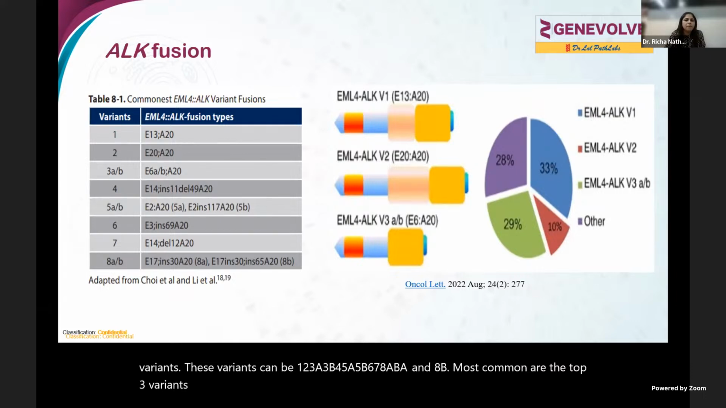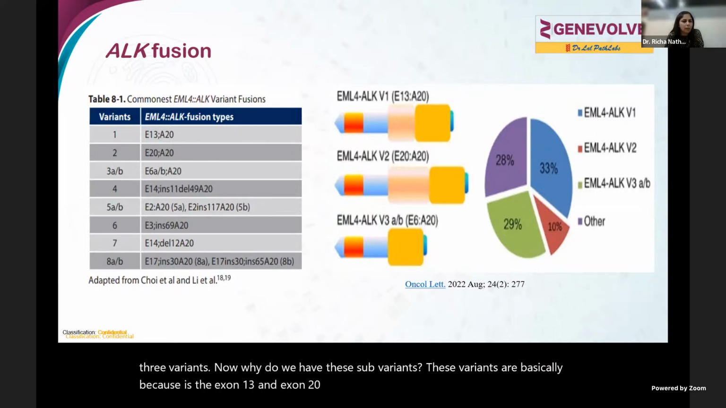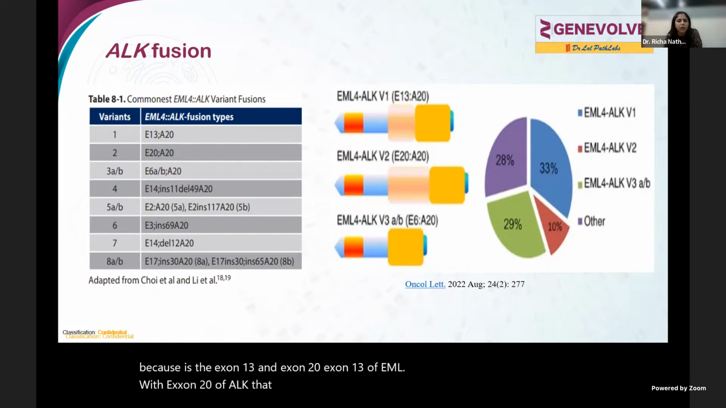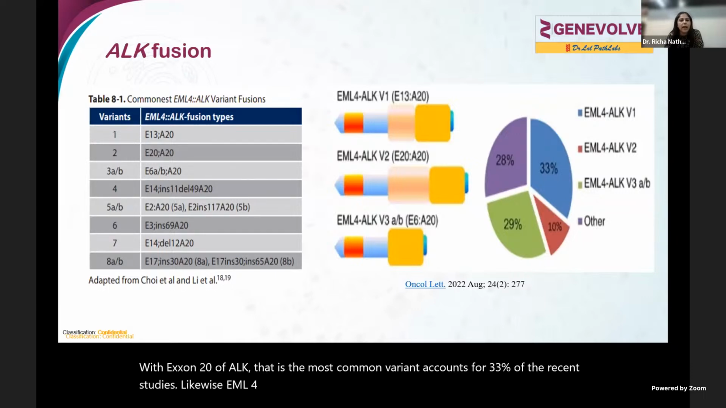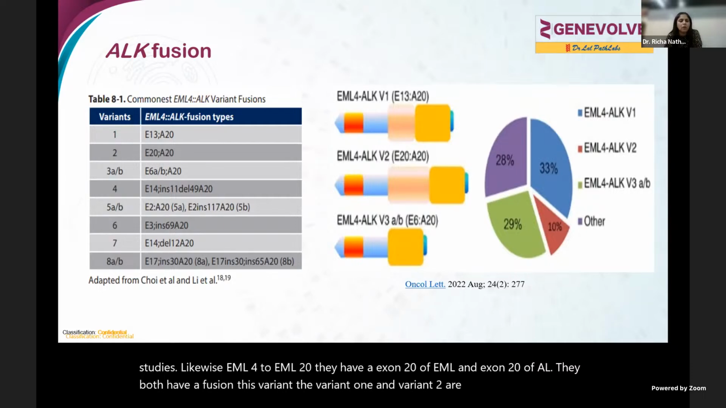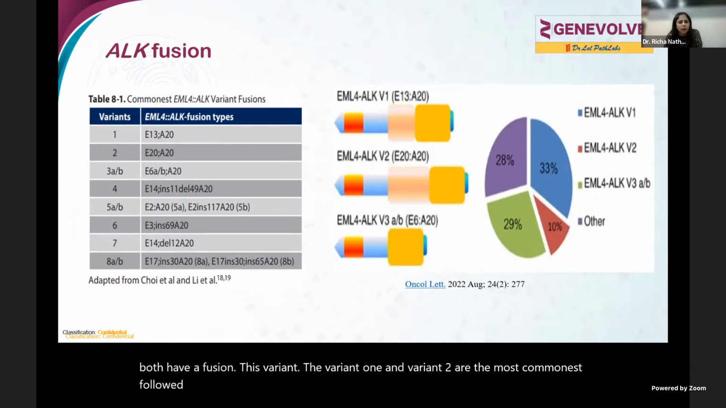Now, why do we have these subvariants? These variants are basically because of exon 13 and exon 20: exon 13 of EML4 with exon 20 of ALK. That is the most common variant, accounting for 33% in recent studies. Likewise, there is the variant with exon 20 of EML4 and exon 20 of ALK, where they both have a fusion. Variant 1 and variant 2 are the most common, followed by 3A and 3B together, comprising 29%.